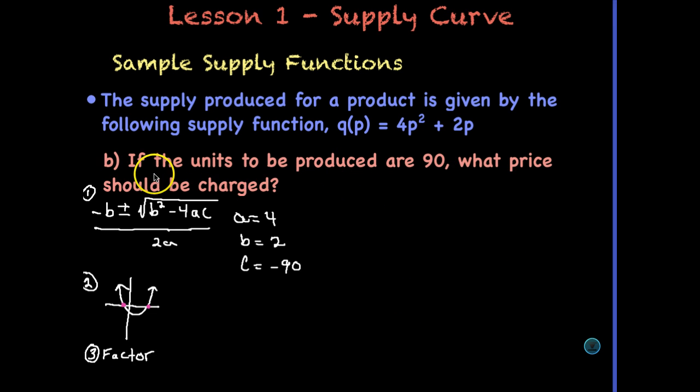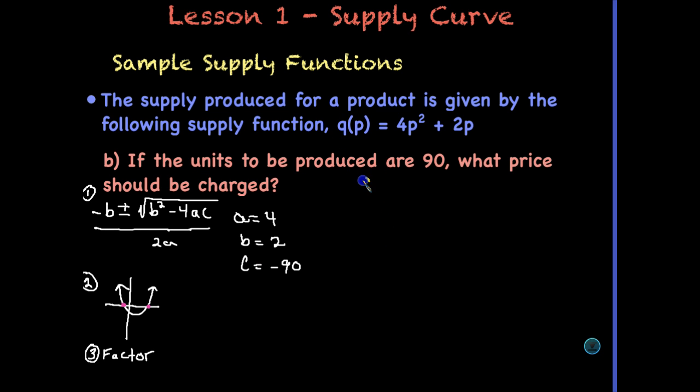Let's now look at part B. If the units to be produced are 90, what price should be charged? So now we want to produce 90 units, but at what price in order to make sure that we are supplying what people will purchase? Well, there are 3 ways we can solve this. Now, if we think about this problem, we are producing 90. Where would that go? Would that go in the quantity, or would that go here for P for price? Well, since this is a quantity, we would need to put 90 here.